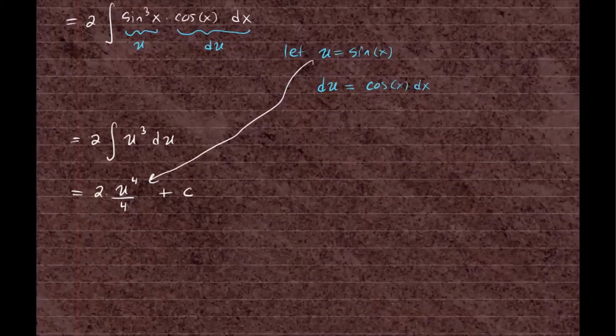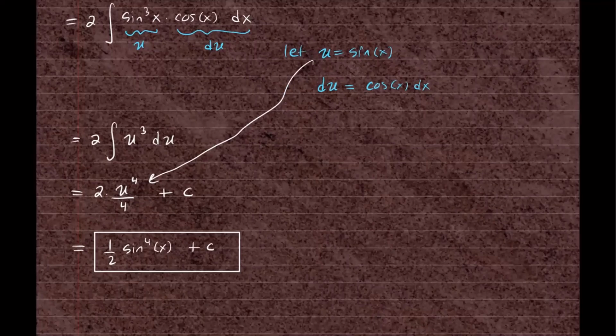And then I will simplify 2 over 4. That's 1/2. U is going to be sine. So this is 1/2 sine to the 4th x plus c. So that is our final answer to this problem.